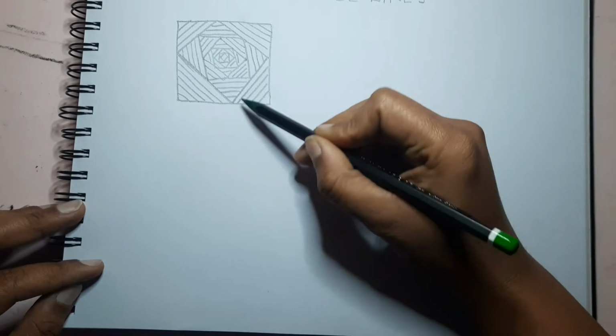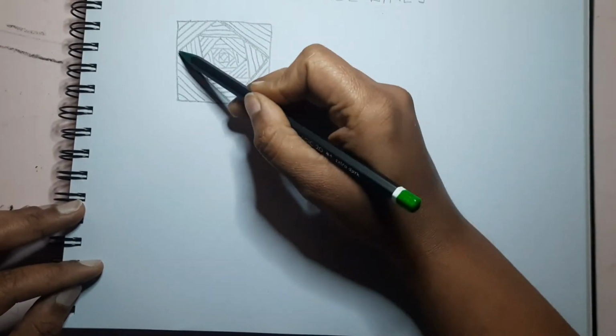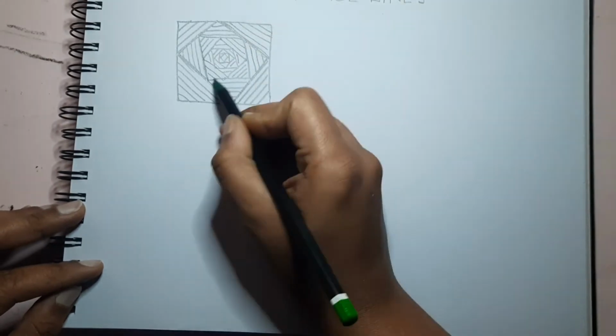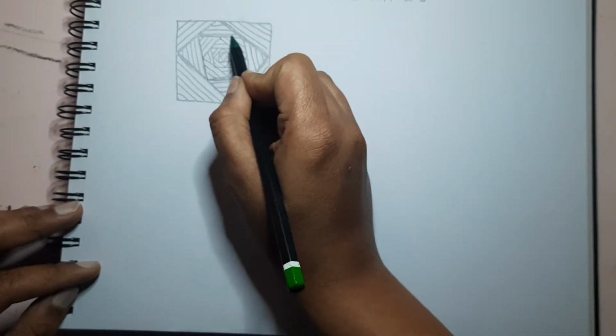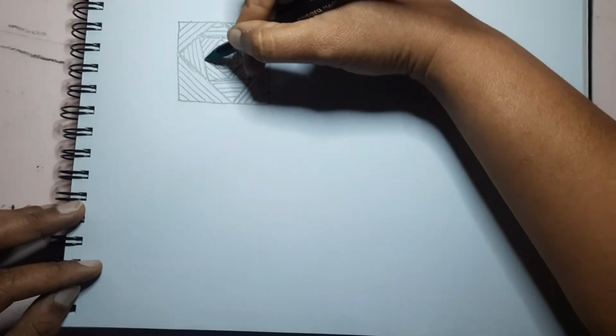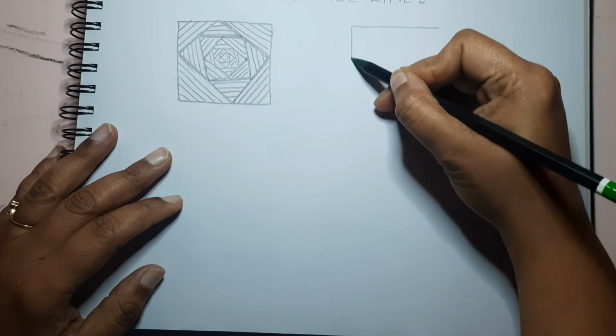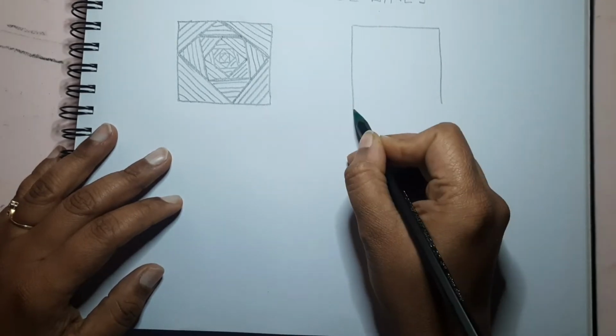Now we use our pencil to highlight the main lines that we had drawn. Highlighting them creates an illusion. Next, we start with another pattern.